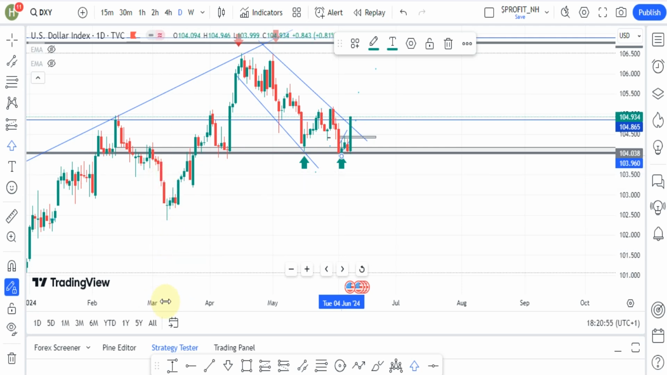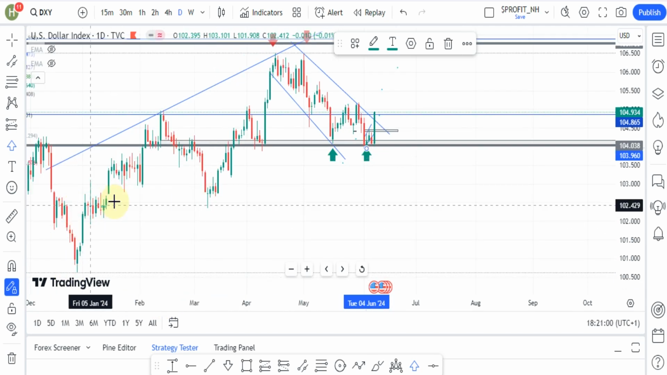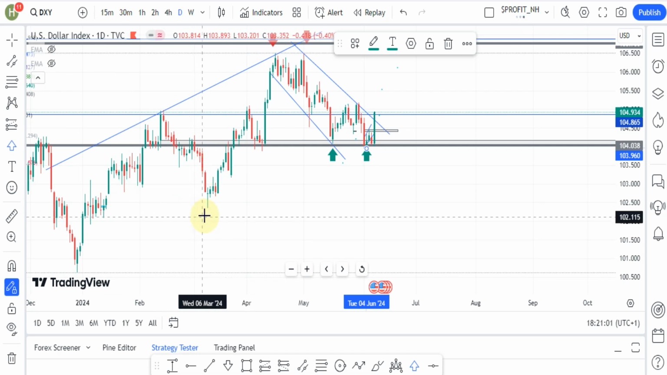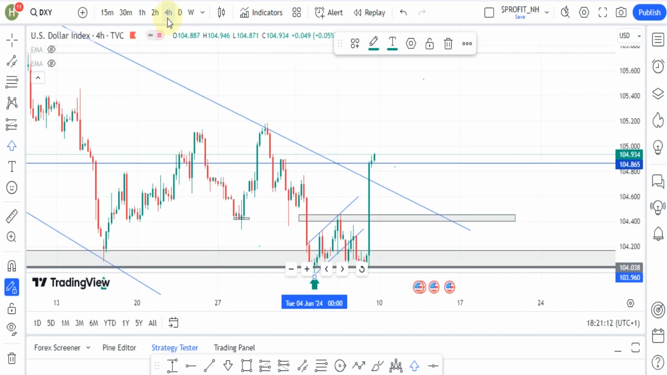So you see, I've told you we had this inverse head and shoulders at this point. Then there's another reason: we see the market rejecting around this support that we have at this point. So I'll go to the 4-hour time frame and try to find more reasons why the market is behaving this way at this point.